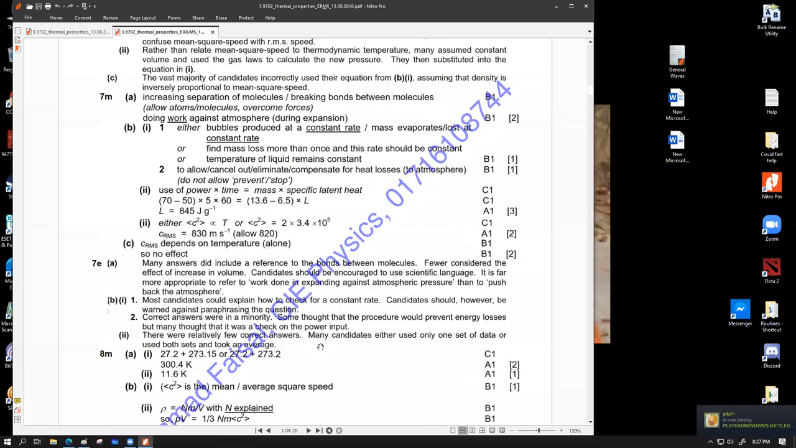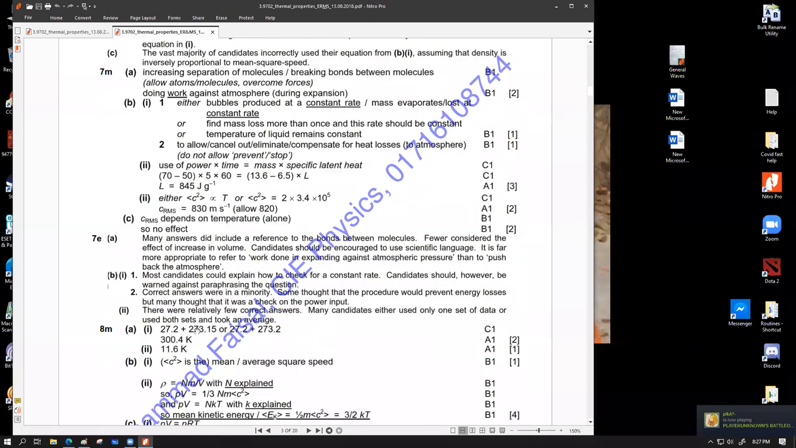You could not add only 273 because they gave the answer to one decimal place. So you need to add 273.15 Kelvin or 273.2 Kelvin. So you have to bring about this 0.2 Kelvin over here as well. That's so that your final temperature should be 300.4 Kelvin.